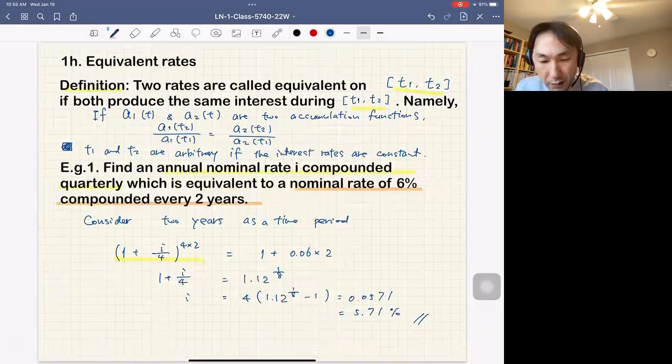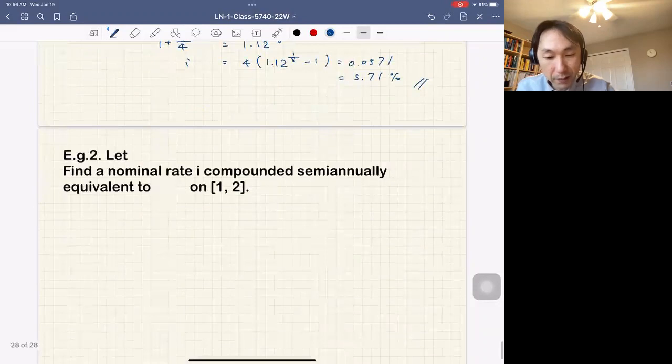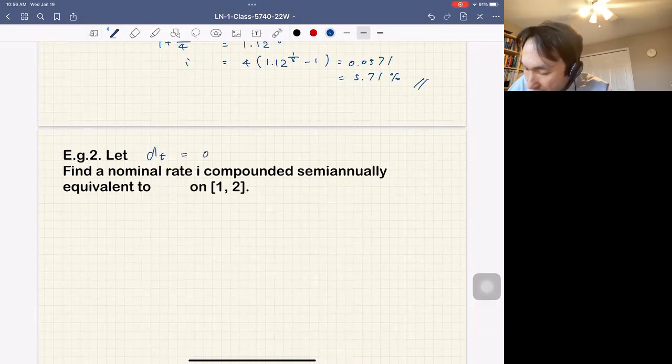Do you have any questions? Okay, so maybe we finish up the last one. This is another example for the equivalent rate, but with a variable rate. Suppose the force of interest delta(t) is equal to 0.05 plus 0.02t.